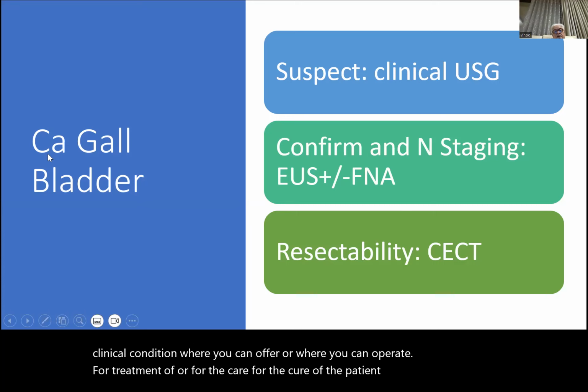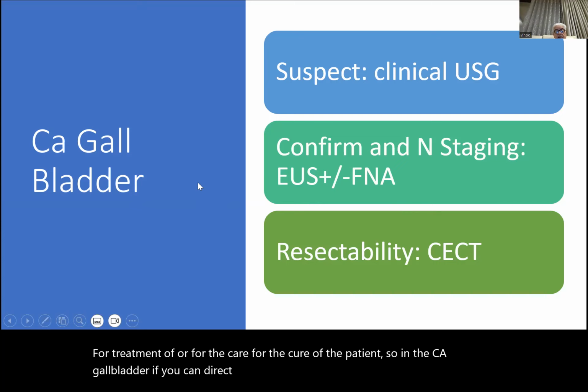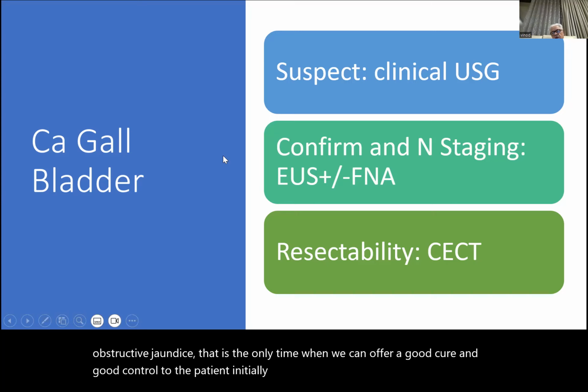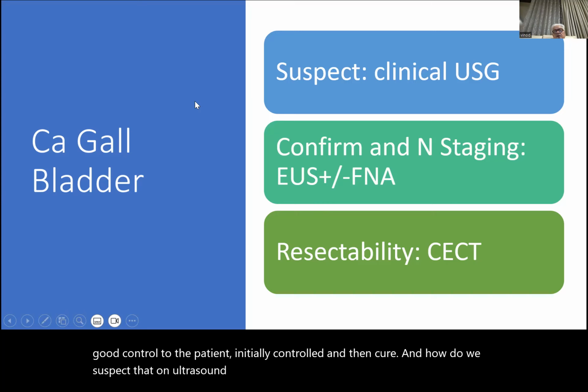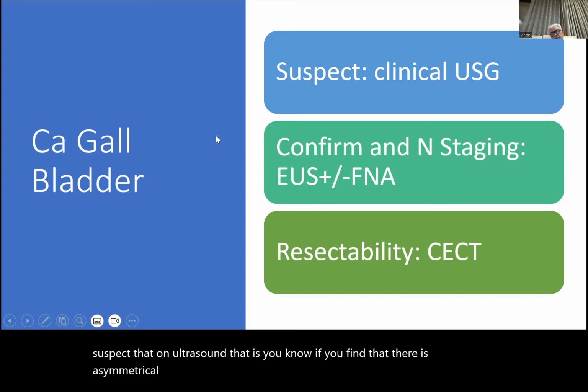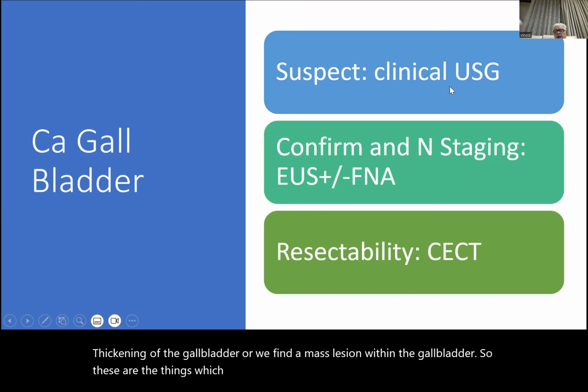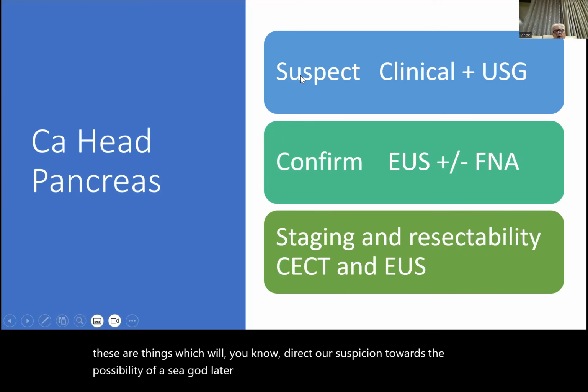So in CA gallbladder, if we can diagnose it without obstructive jaundice, that is the only time when we can offer a good cure and good control to the patient. Initially control and then cure. And how do we suspect that on ultrasound? That is, if we find that there is asymmetrical thickening, or there is a diffuse thickening of the gallbladder, or we find a mass lesion within the gallbladder. So these are things which will direct our suspicion towards the possibility of a CA gallbladder when the patient is not having obstructive jaundice.